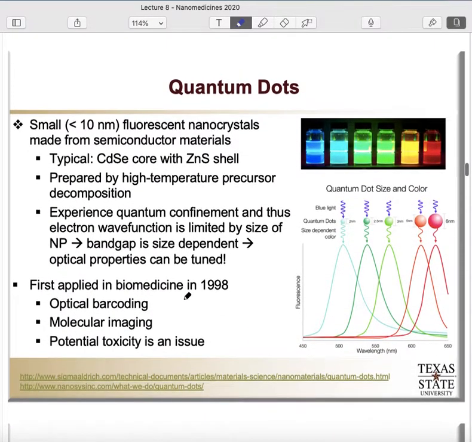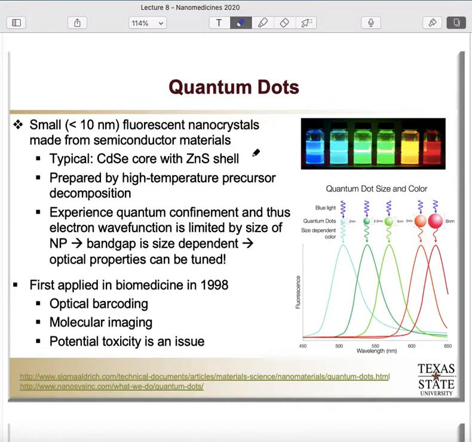The next type of particles are quantum dots. These are very small, usually less than 10 nanometer nanocrystals that are made from semiconductor materials. And the main property that we utilize in biomedicine from these quantum dots is their fluorescent capabilities, the ability to provide light, which can obviously be utilized for bioimaging or biosensing. Typically, these quantum dots are made from cadmium selenide with a zinc sulfide shell.